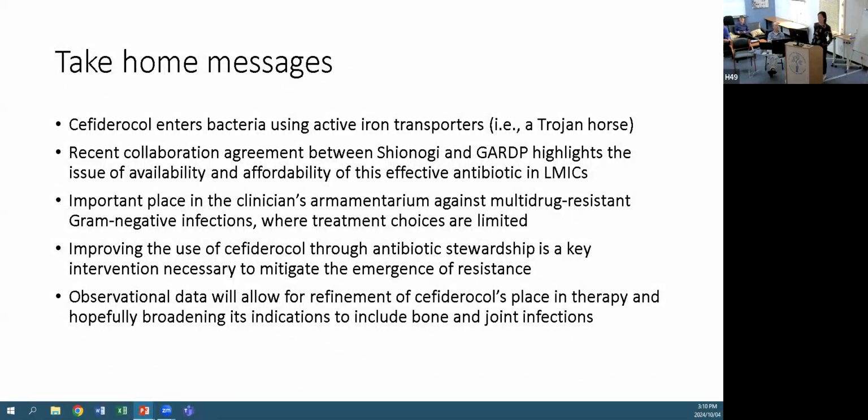Cefiderocol has an important place in the clinician's armamentarium against multi-drug resistant gram-negative infection, where there are currently very limited or no treatment options. But even if we could expand access to this new antibiotic, making sure that Cefiderocol is appropriately and responsibly used through antibiotic stewardship is a key intervention necessary to mitigate the emergence of resistance to Cefiderocol. And lastly, more observational data from real-world settings will allow for refinement of Cefiderocol's place in therapy and hopefully broadening its indication to include bone and joint infections.